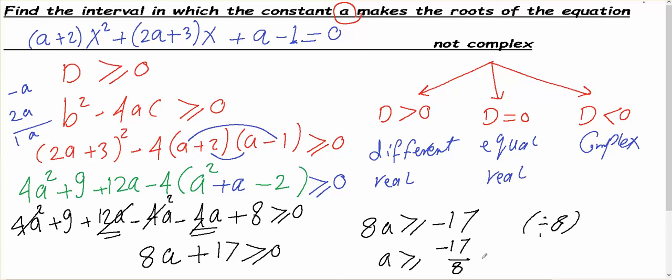That means that all real numbers greater than or equal negative 17 over 8 work. We can express the values of a as an interval: a belongs to the closed interval from negative 17 over 8 to infinity.